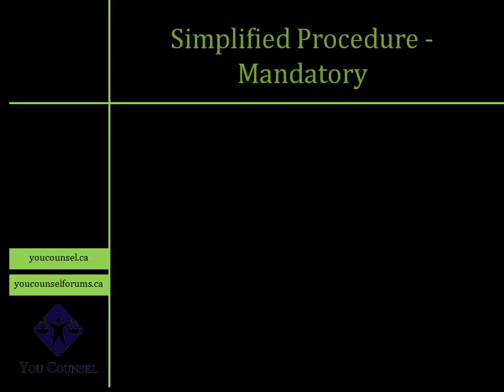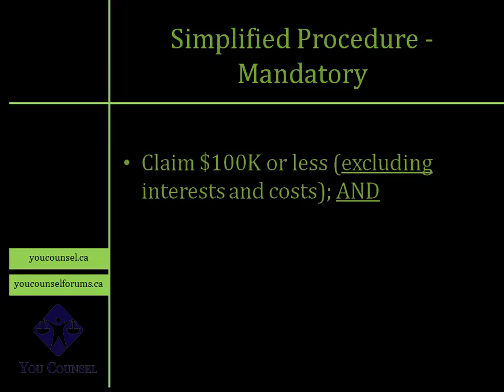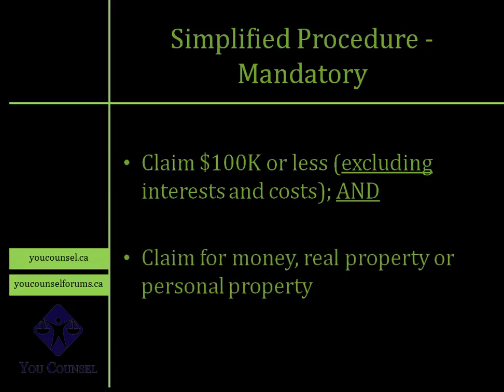When is the simplified procedure mandatory? These are the conditions. Your claim should be $100,000 or less, and this excludes interest and costs. So your case is for $100,000 or less, and your claim is either for money or for real property, such as land, or personal property. So if you meet this criteria, which is $100,000 or less, claim for money or real property or personal property, then you are required to commence your court action under simplified procedure.